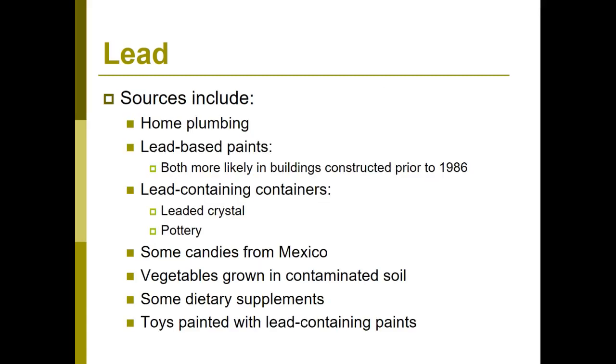Sources can include home plumbing, lead-based paints. This is typically going to occur in buildings that were built prior to 1986, before regulations were in place to not use lead-based paints anymore. And also lead-containing containers like leaded crystal or pottery. Certain candies from Mexico may contain lead. Vegetables, if they were grown in contaminated soil, can be a source of lead in the diet. Certain dietary supplements can contain some lead, and some toys, again, usually it would only be older toys, but were painted with lead-containing paints. So these are things to watch because that lead can get into our food supply.